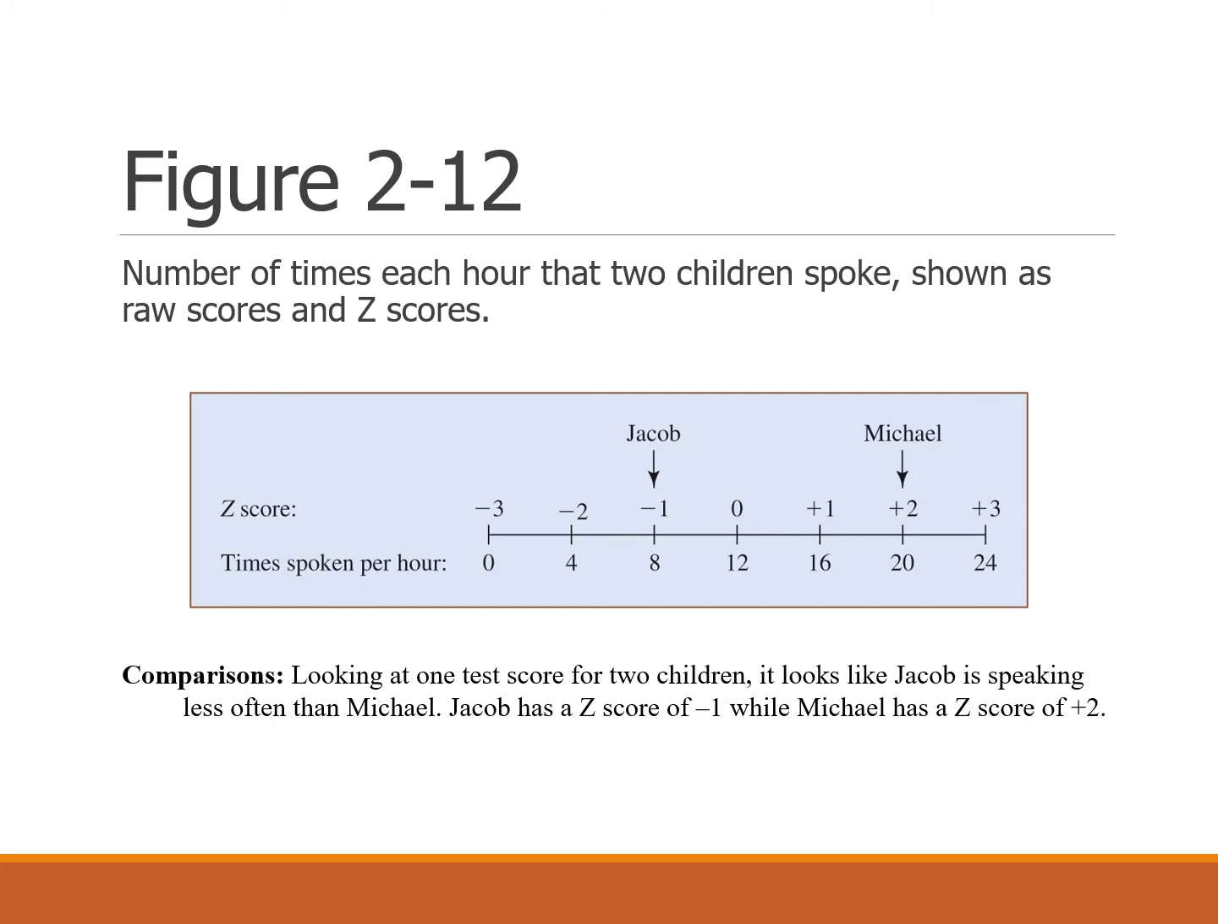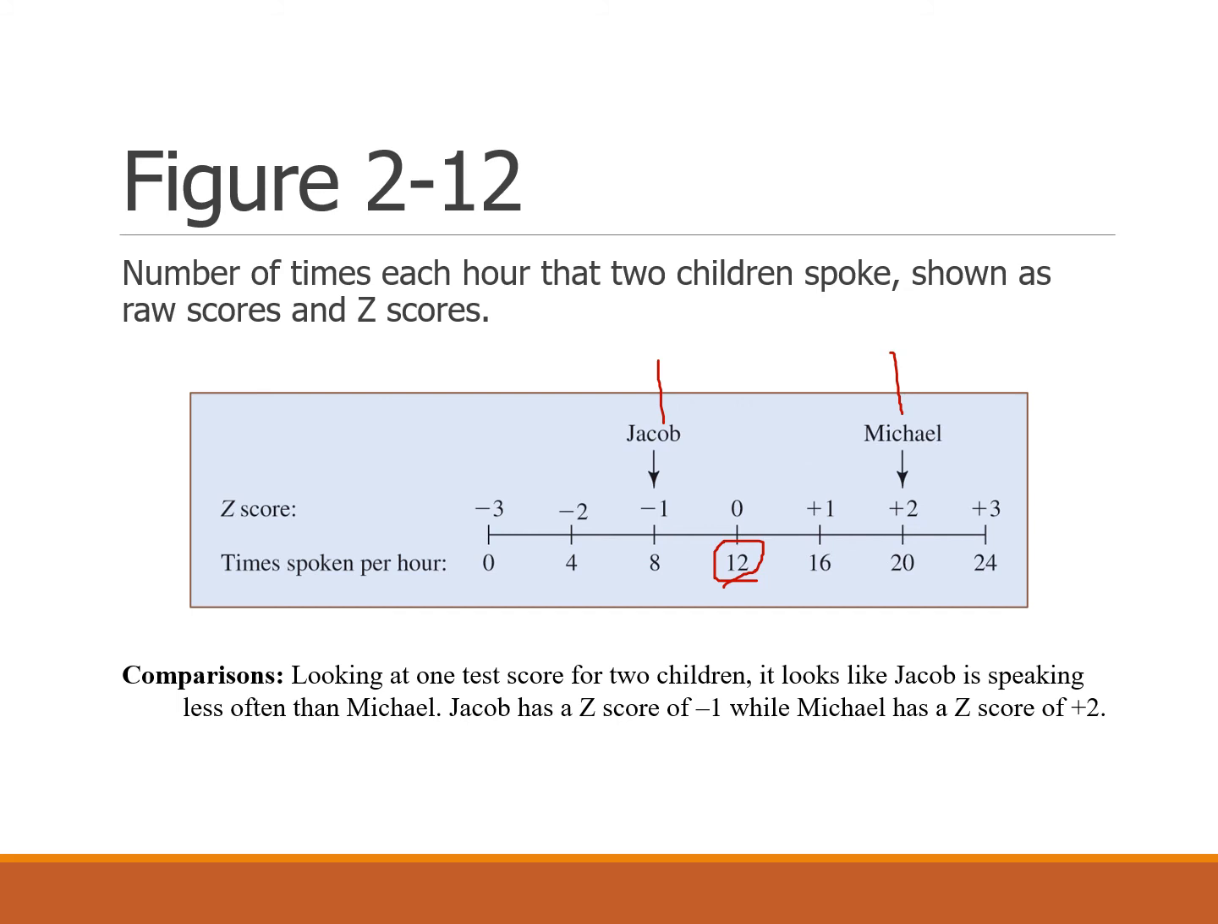So here I want to show you what happens when you have z-scores for 2 different people and you can compare them. So right here we have the number of times each hour that 2 children spoke. They're shown as raw scores and z-scores. So we have Jacob and Michael. Okay, so right here we have the 0 mark, and that shows you that this is where the mean is. The mean for this set of children was 12. So the average number of times that children spoke per hour was 12 times per hour.